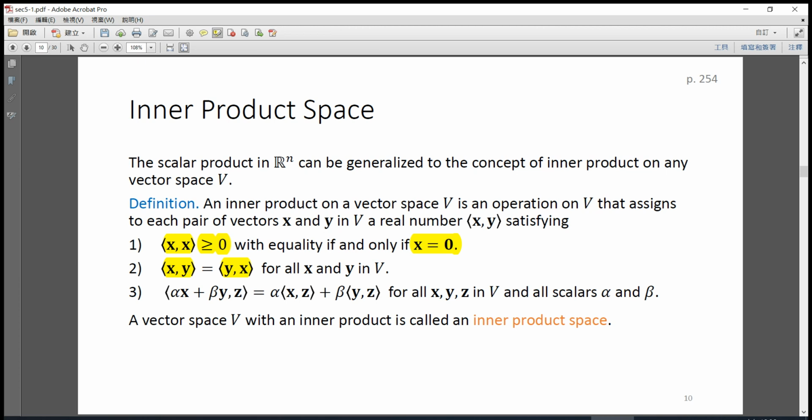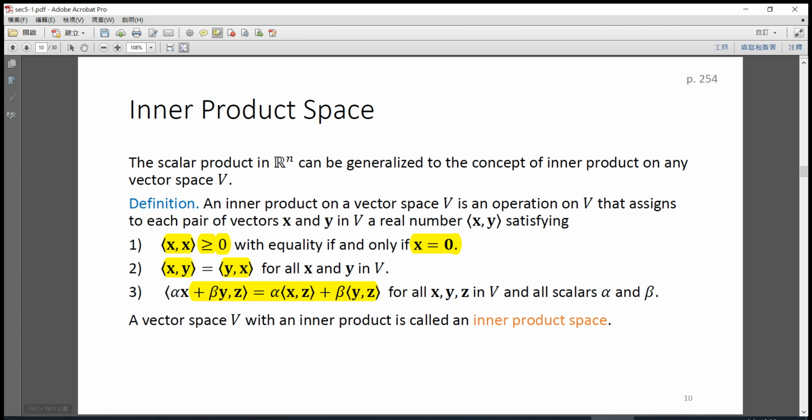The third property says that this equality holds for all x, y, z in the vector space and all scalars alpha and beta. The third property means that the inner product is linear in its first argument. That is, the inner product satisfies the homogeneity property and the additivity property in its first argument.